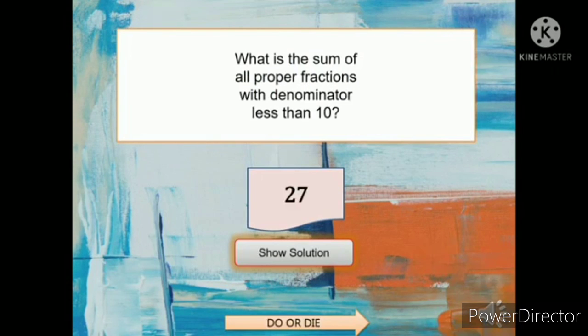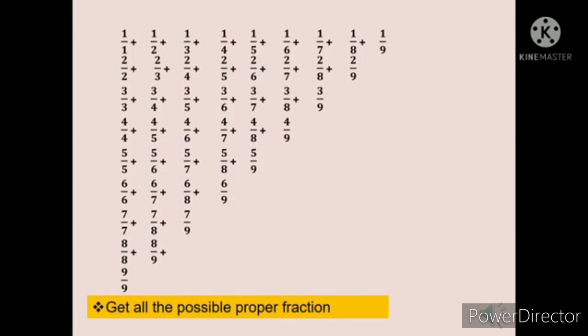So, next, andito na po tayo sa do or die. So, what is the sum of all proper fractions with denominator less than 10? So, less than 10, it means hindi po tayo tataas ng 10. So, ang estimated number po natin is sa 9 lang po tayo, 1 to 9. So, ang sagot is 27. So, solution. So, una na po natin gagawin is to get all the possible proper fractions. So, like what I said kanina, hindi po tayo tataas or hindi po tayo papantay sa 10. Hanggang 9 lang po tayo.